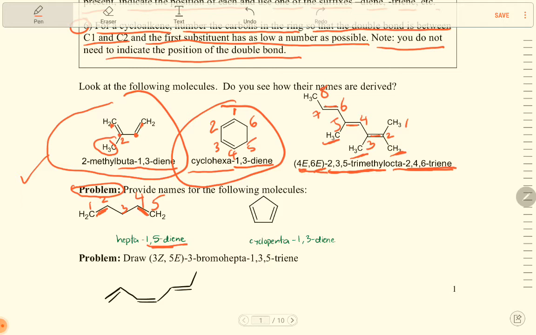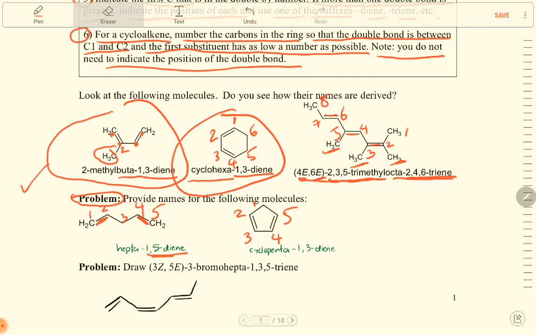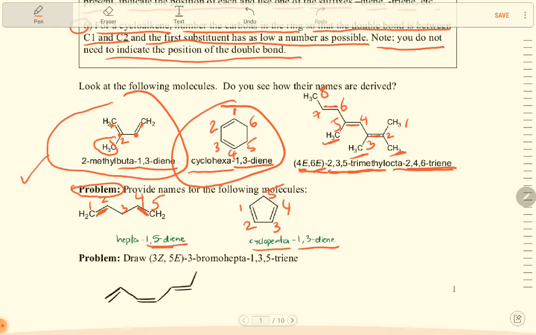Cyclopenta-1,3-diene. So when we number it 2, 3, 4, 5, or you can number it the other way. So you can see 1,3-diene, but it's cyclopenta.